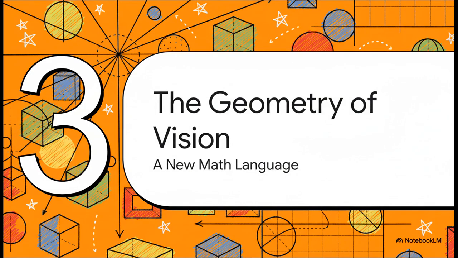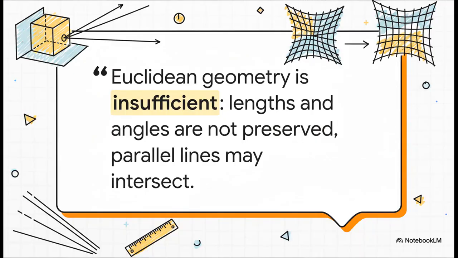So let's take a step back. We've seen that real-world cameras don't really play by the simple rules of the geometry we all learned back in high school. To deal with stuff like lens distortion, and especially perspective, we need a whole new mathematical language. We actually need a new way of thinking about space itself. This quote just nails it.